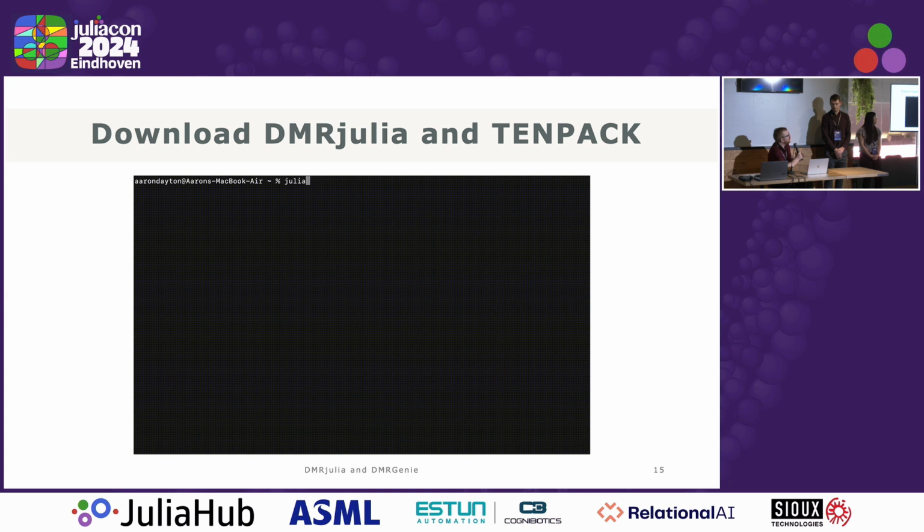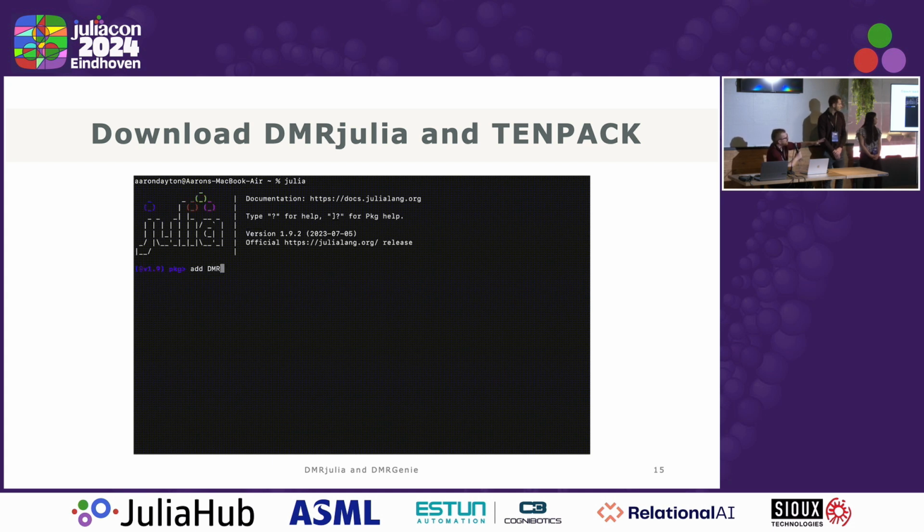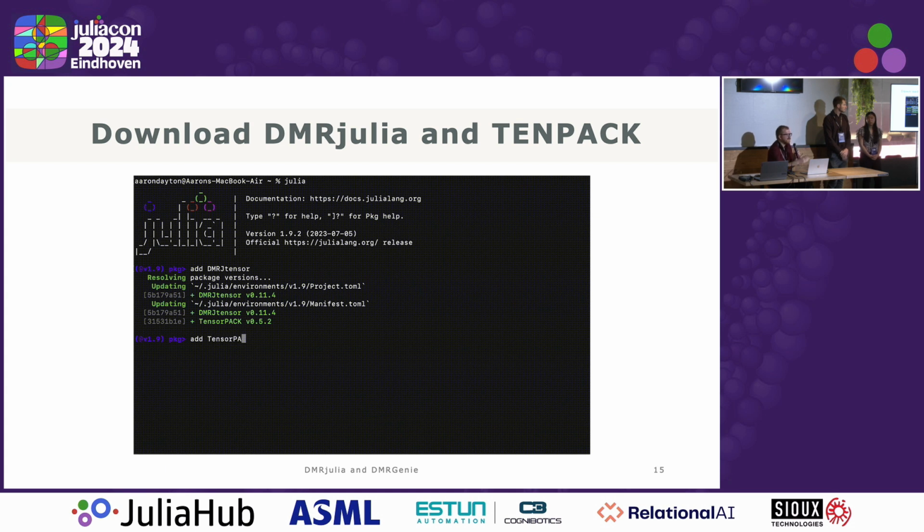In order to download DMRjulia, it's a very simple procedure. The GIF that we have here is not sped up or slowed down. We're just typing very slowly. But it's 100% Julia, which means that it downloads very, very quickly. So there's no dependencies on anything.